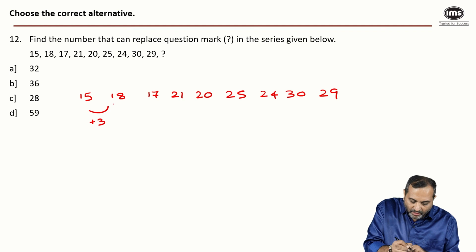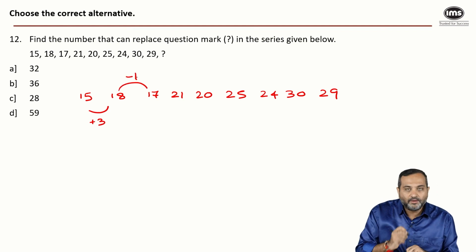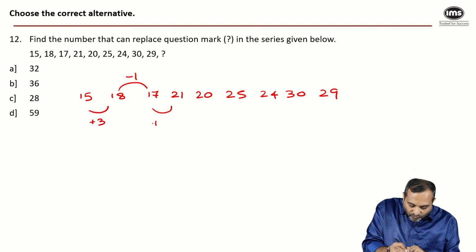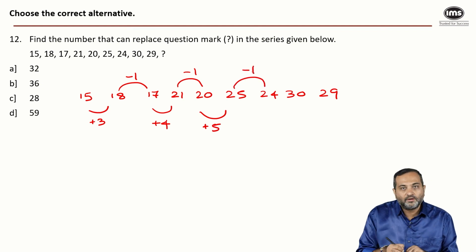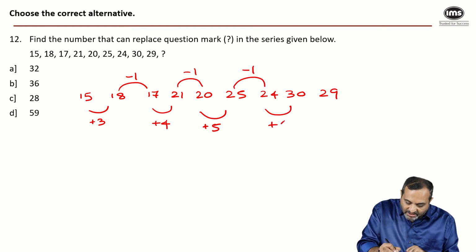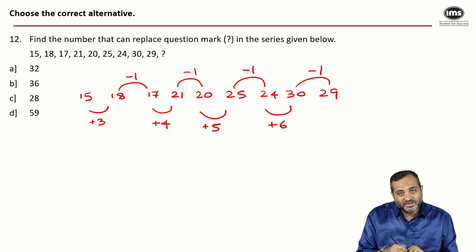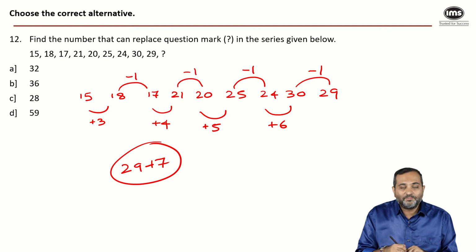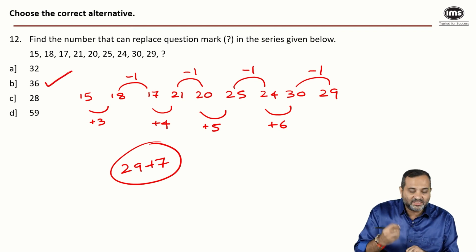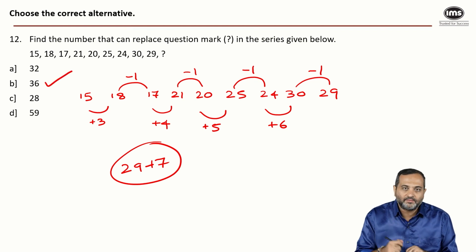Plus 3, minus 1. Plus 4, minus 1. Plus 5, minus 1. Plus 6, minus 1. That means, can I say now my answer has to be 29 plus 7. What is 29 plus 7? It is 36 and hence the answer has to be option B.